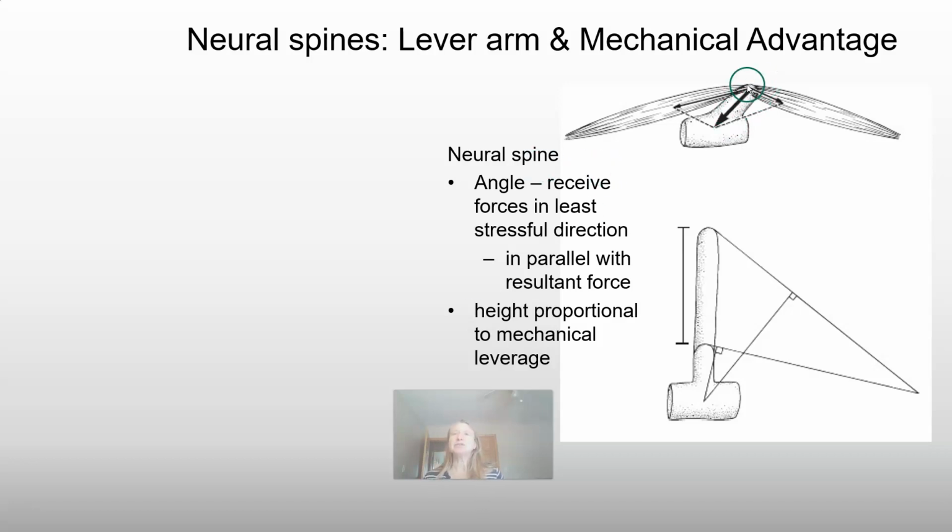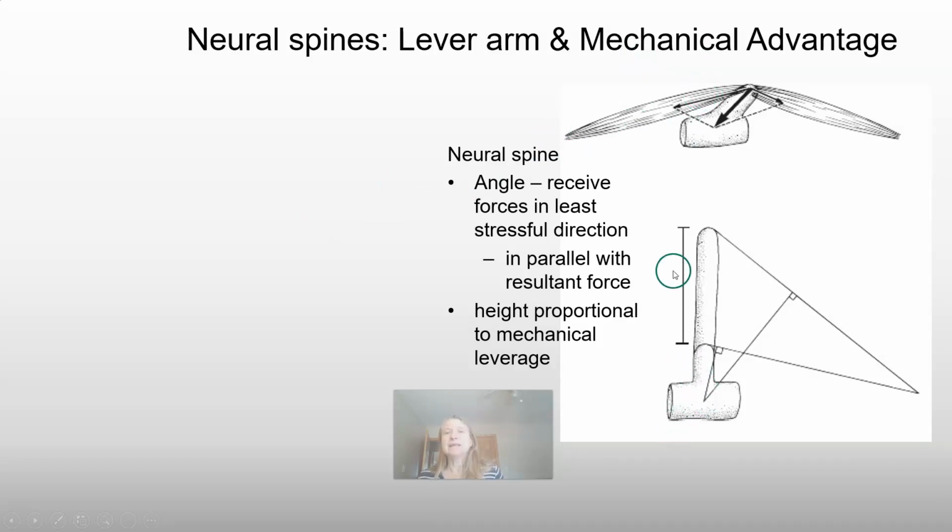So when we have this neural spine, this spinous process sticking up, the angle of this receives the forces at the least stressful direction. So what in the world am I talking about? If we think about having these muscles on this, the muscles are going to be pulling forward, the force is coming this way, and the force is going to come this way. And then it's going to result in the resultant force down into the bone, okay? So this angle is going to be parallel with the resultant force.